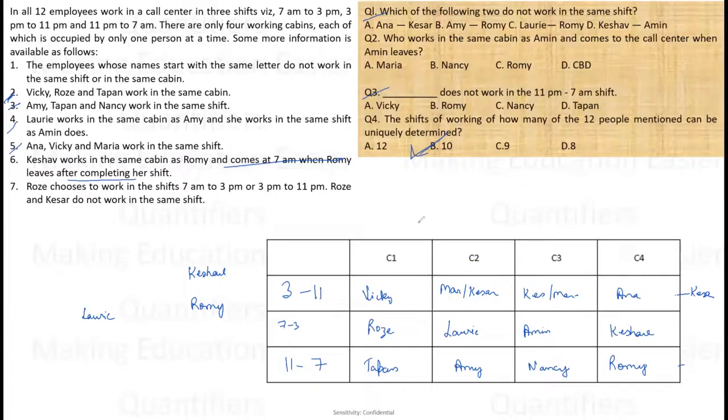But please remember, they are asking us about the shifts, the timings, not the cabin numbers. We are not sure in which cabins they are, but I'm pretty sure that they are both in 3 to 11. So basically, shift timings for all other people can be uniquely determined. Therefore, the answer to the last question is 12. Rest everything can be easily answered with the help of the arrangement we made. So this completes our data on this.